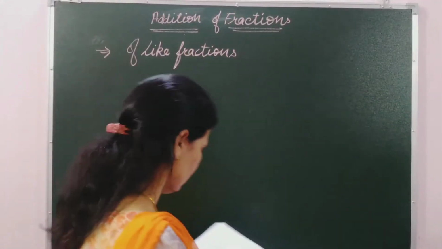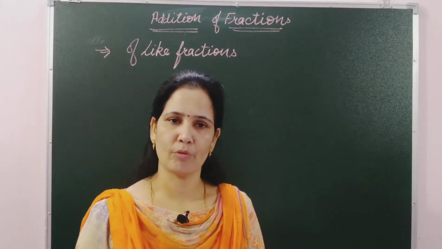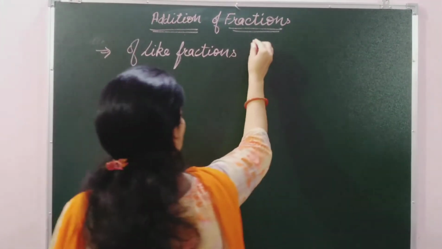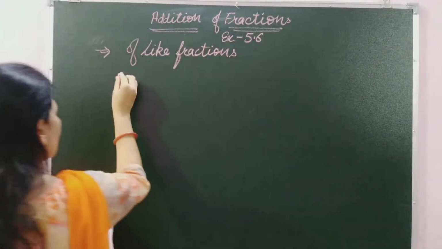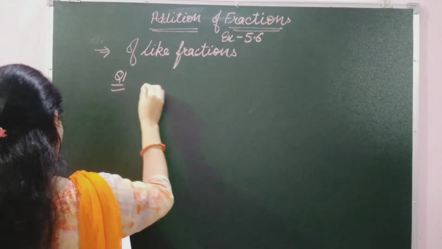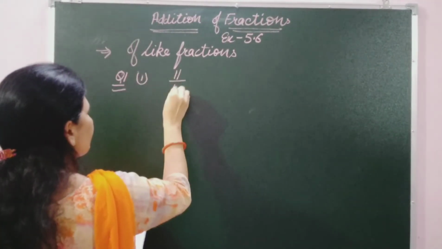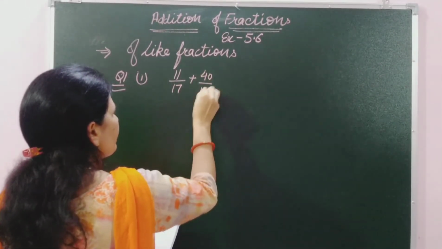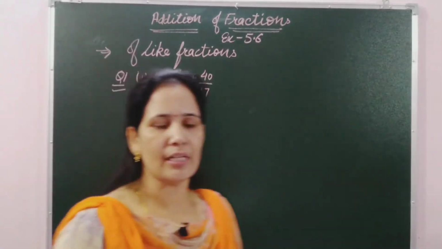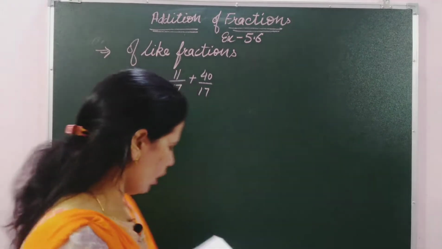Now let's take this with the help of one example. For example, I am taking the first question of our exercise, and on the basis of this exercise I am going to solve this one. Exercise 5.6, question number first, that is based on like fractions. 11 by 17 plus 40 by 70. Okay students, these two fractions are given and they are bound with the addition sign, so we have to add these fractions. So how to do this?